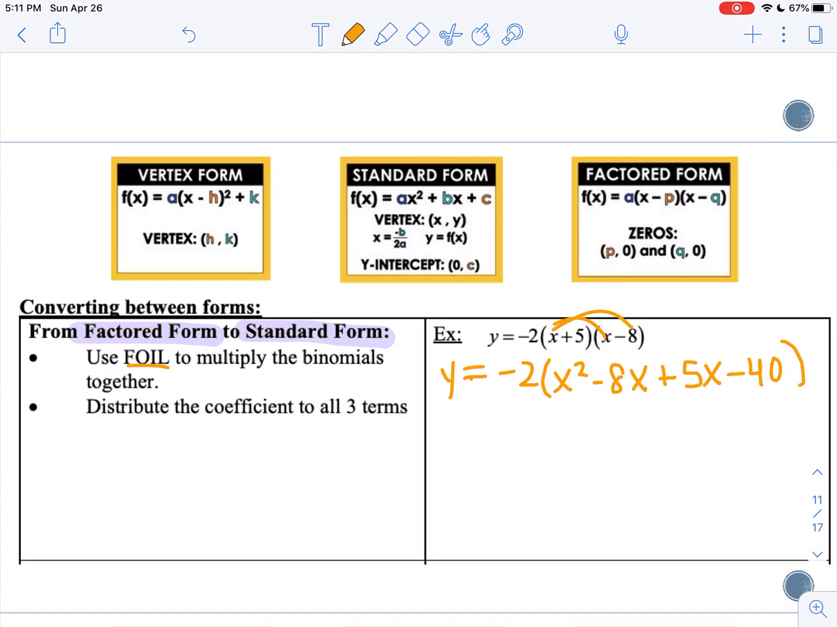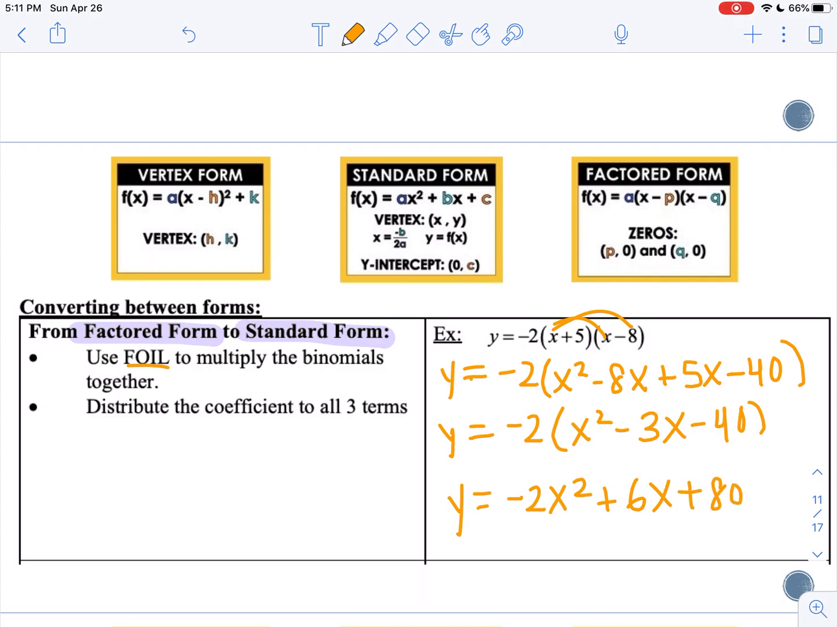If you can get that second term in the middle to be simplified in your head, that's totally fine. y equals negative 2 times the quantity x squared minus 3x minus 40. We get our final answer, y equals negative 2x squared plus 6x plus 80. And that's it in standard form.